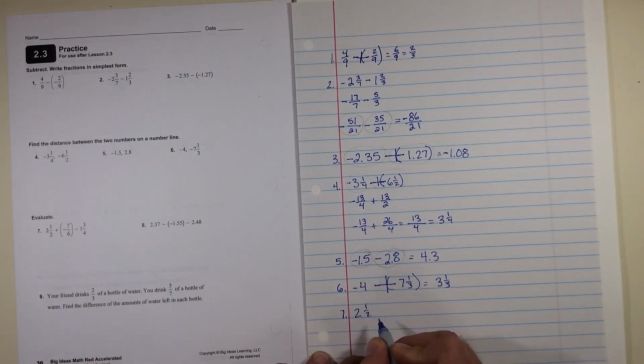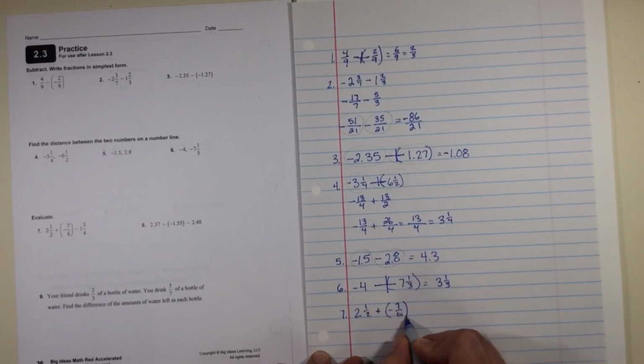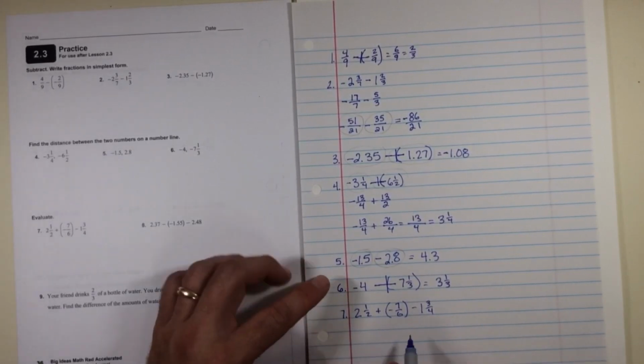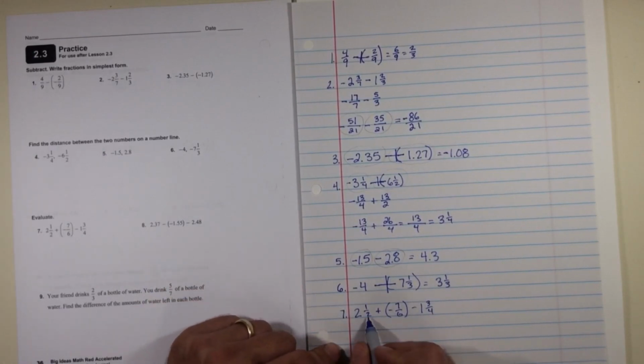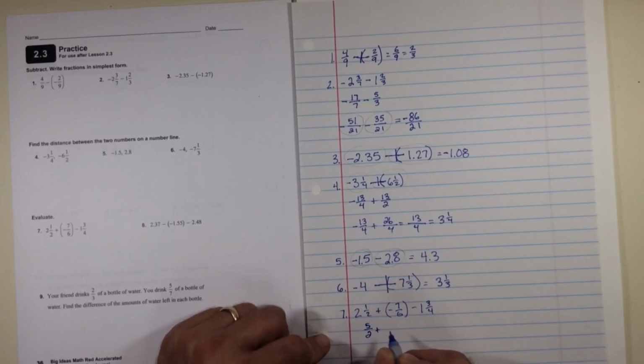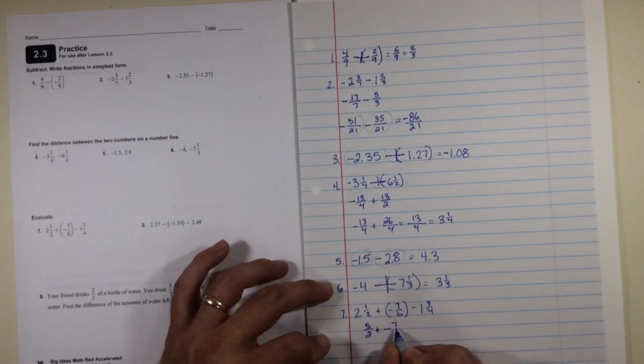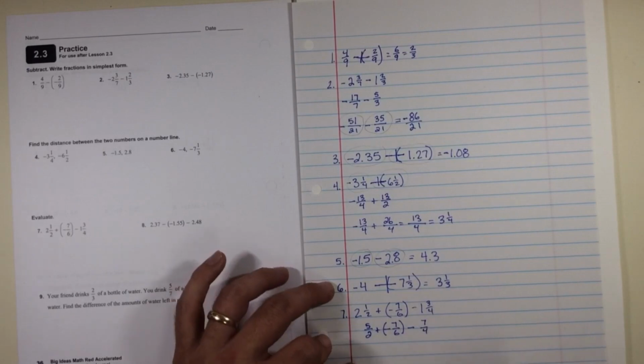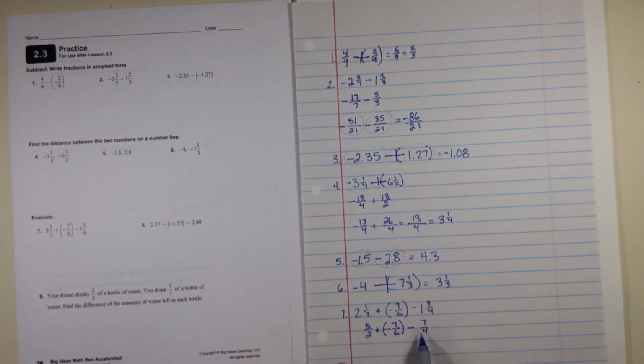2 1/2 plus negative 7/6 minus 1 3/4. I'm going to turn them all into improper fractions. This one already is, but 4 5 halves plus negative 7/6 minus 4 5 6 7/4. A common denominator here, 12 works well. They all go into 12.